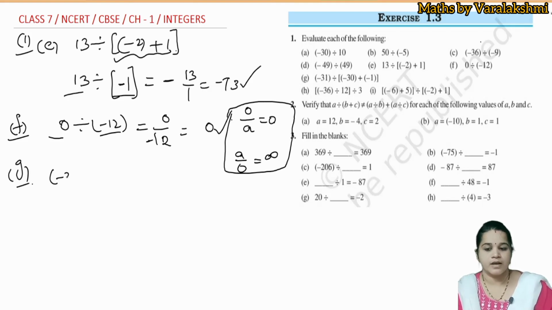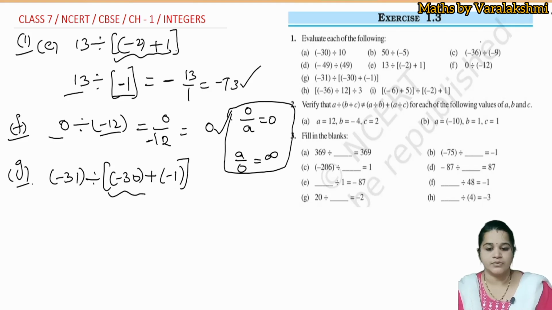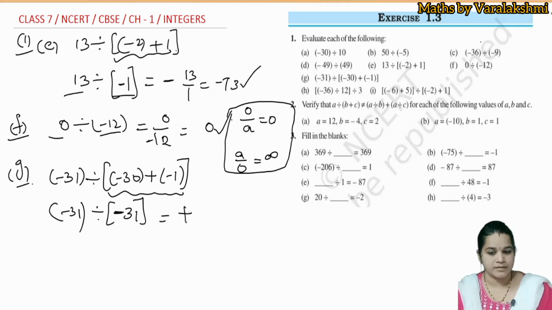G, minus 31 divided by minus 30 plus minus 1. First we need to solve this inside value. These two are negative integers. On adding these two integers, we will get a negative number as the result. 30 plus 1 is 31. Both are negative, so minus 31 divided by minus 31. Both are negative numbers, so minus divided by minus is nothing but plus. 31 by 31 is 1. Plus 1 is the answer.